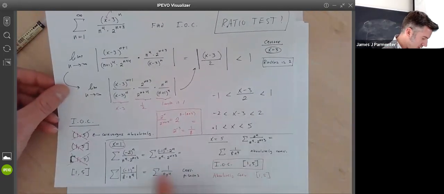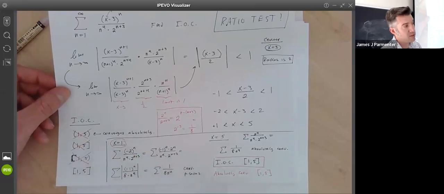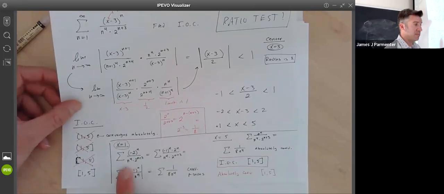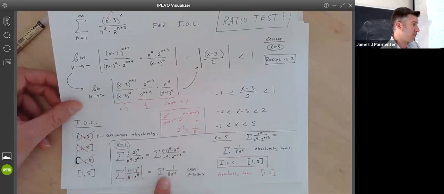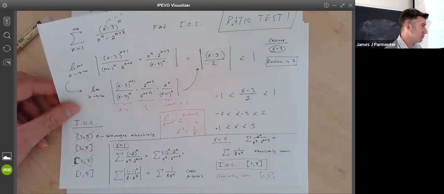Here, when I plugged in 1, I got -2 to the n. I didn't actually use the alternating series test because I saw that if I took the absolute value of it, I would get something that was convergent. So I could just say absolutely converged. But if that hadn't worked, then I would have gone to the alternating series test.